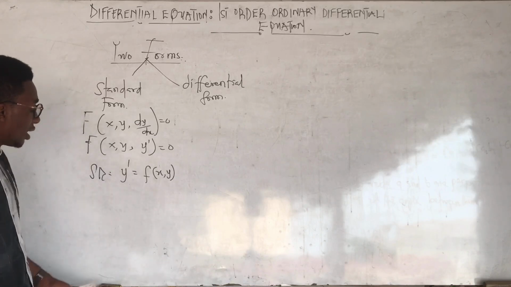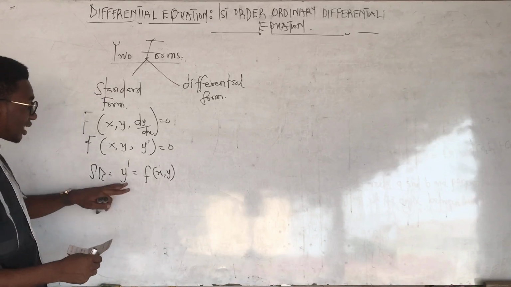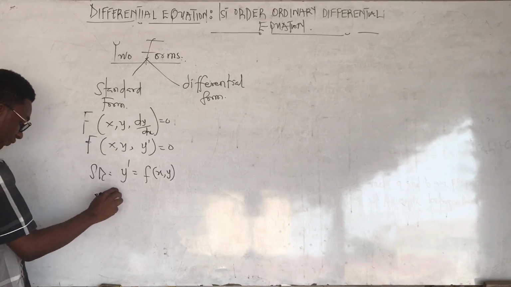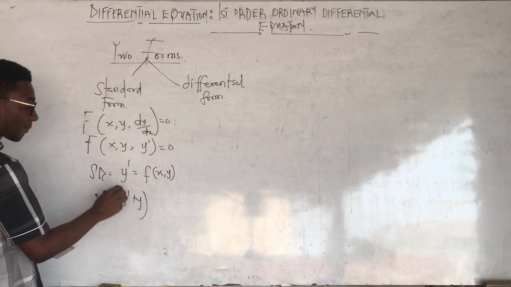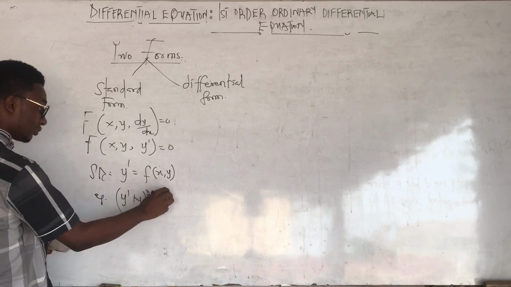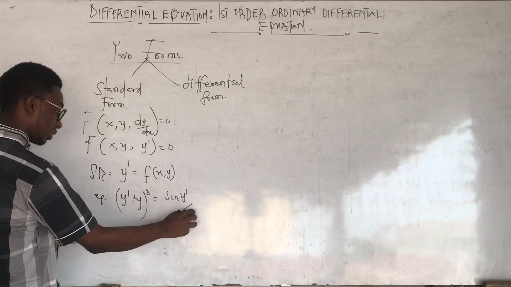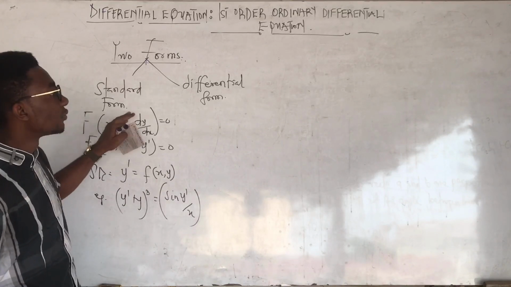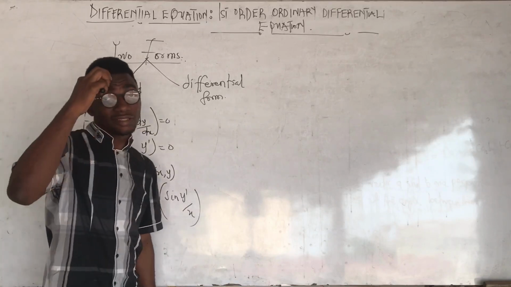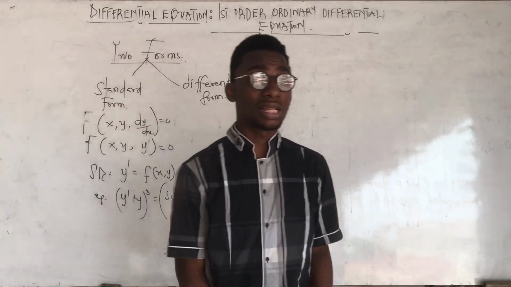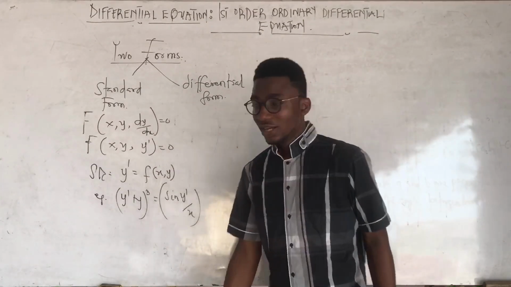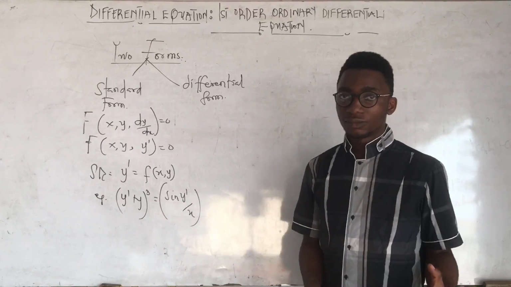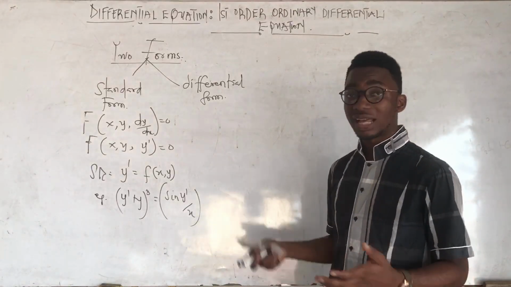So you're solving for the ordinary differential equation. This is what you will be getting. And a typical example under the standard form is when you have y prime plus y all cubed is equal to the sine of y prime on x. But we will be dealing much more with the differential form because the lesson is about differential equations, so we will not go into a lot of explanation of the standard form.